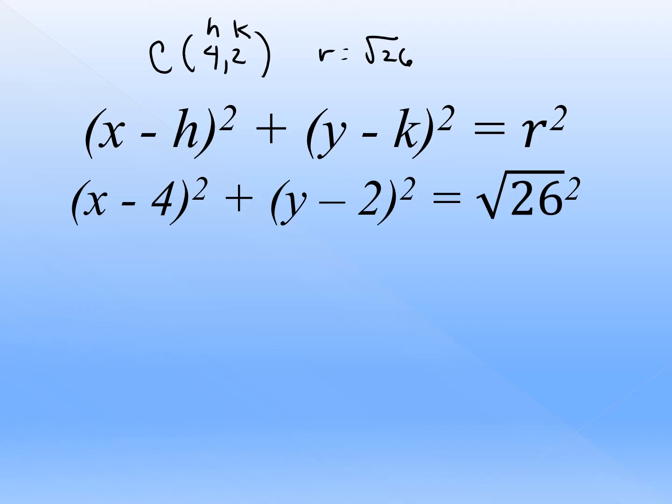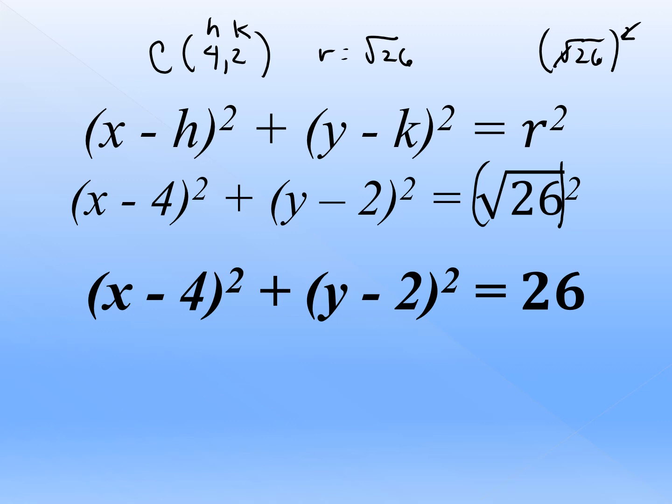From this, we're going to simplify the square root of 26 quantity squared. Just always remember, if we simplify this, the square and the square root cancel. So that's the reason why the final answer is the quantity x minus 4 squared plus the quantity y minus 2 squared equals 26.